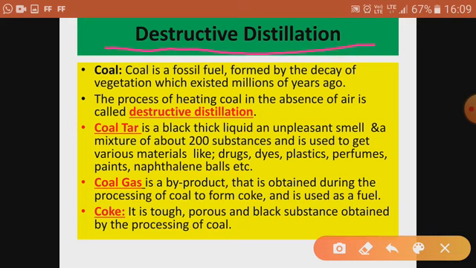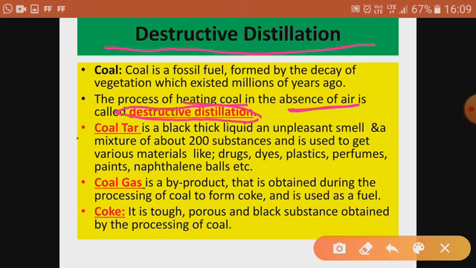This process is very important because in it coal is heated in the absence of air, without providing any air. Once it is heated to a high temperature, this process is called destructive distillation. You may ask, what is the purpose of heating the coal in the absence of air?